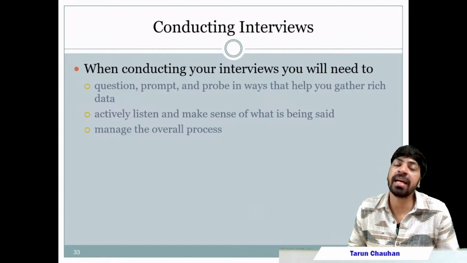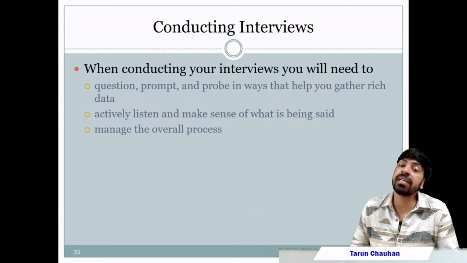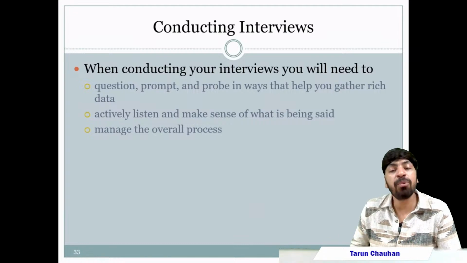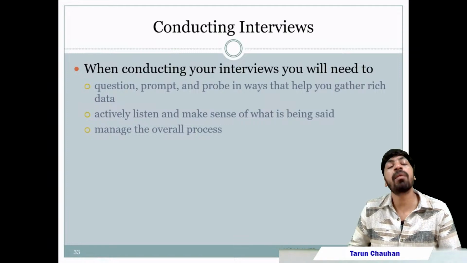So that is the main reason to conduct interviews: to get the rich data, and that rich data will be tabulated, analyzed, and interpreted, and accordingly communicated to the readers. And that's the main focus of collecting the samples.